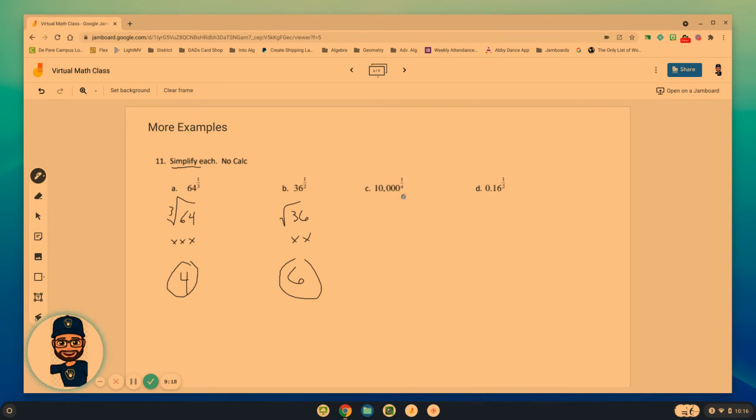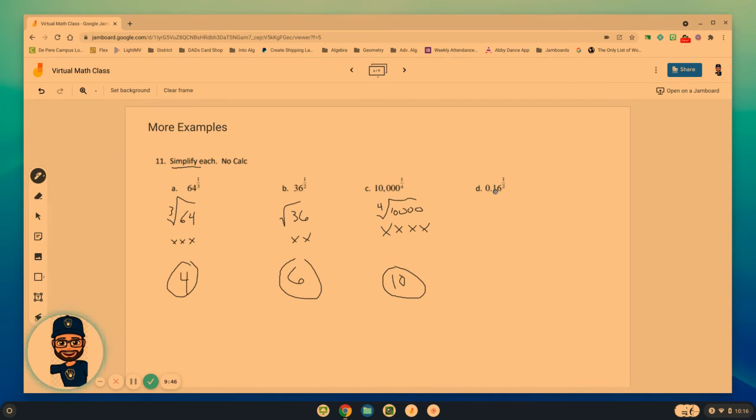10,000 to the 1/4. That's like looking for the 4th root of 10,000. So x times x times x times x, 4 of them. If I know that it has a bunch of zeros in it, though, it's probably going to be 10. 10 times 10 is 100, times another 10 is 1,000, times another 10 is 10,000.